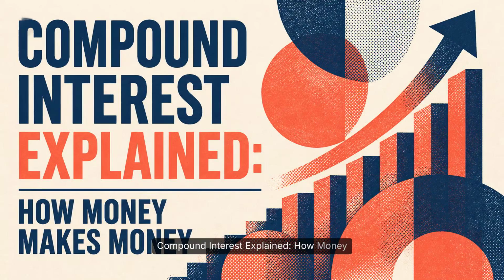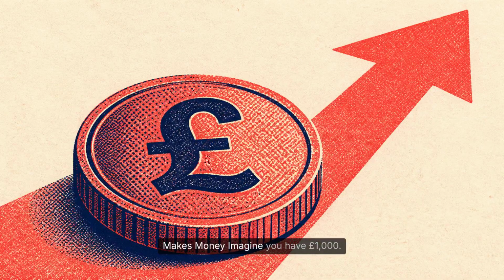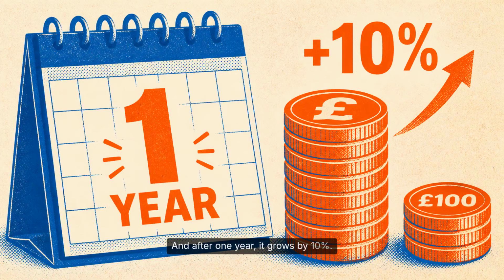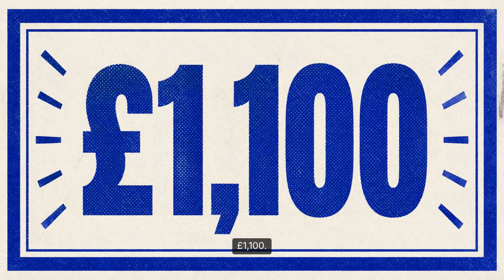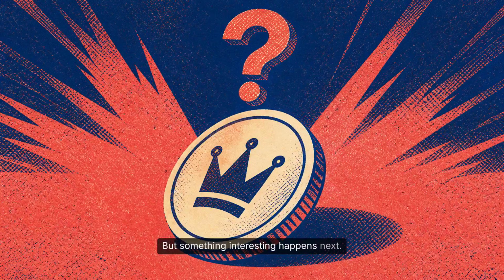Compound interest explained. How money makes money. Imagine you have 1,000 pounds. You invest it, and after 1 year, it grows by 10%. You've made 100 pounds. So now you have 1,100 pounds. Pretty straightforward, but something interesting happens next.